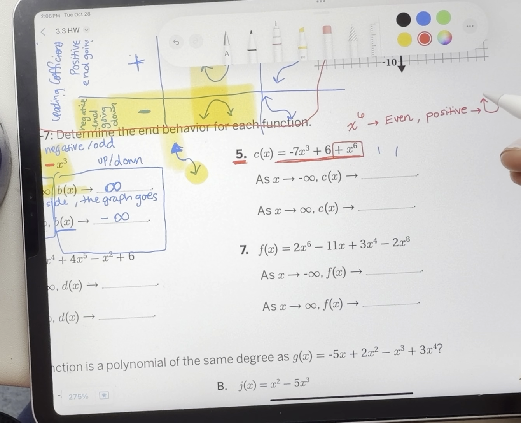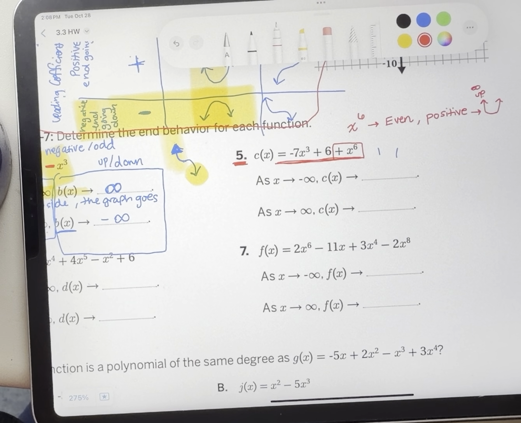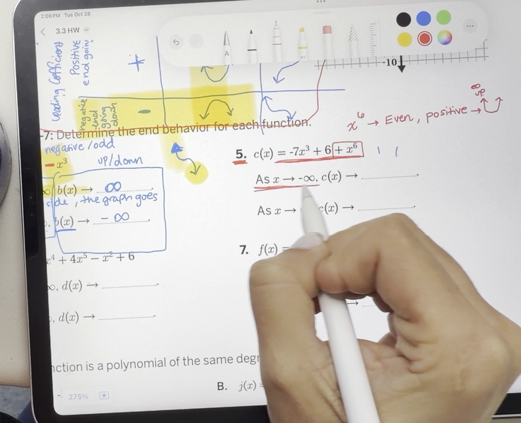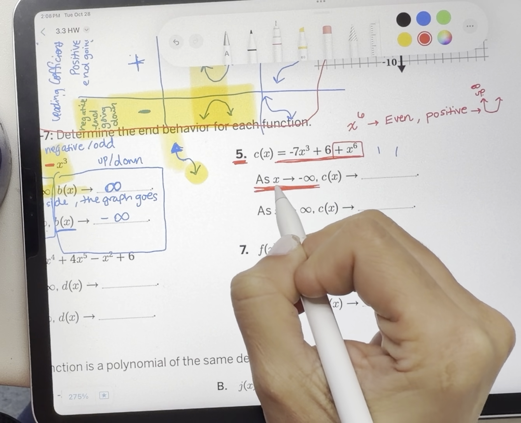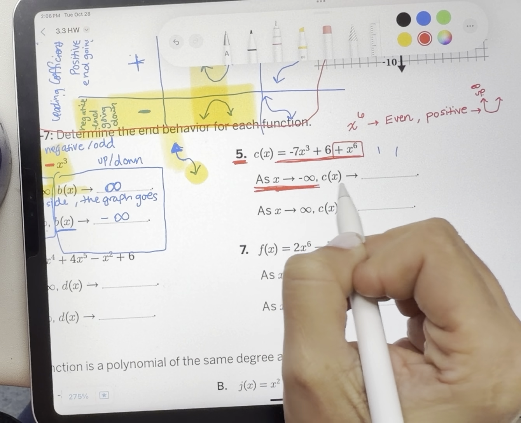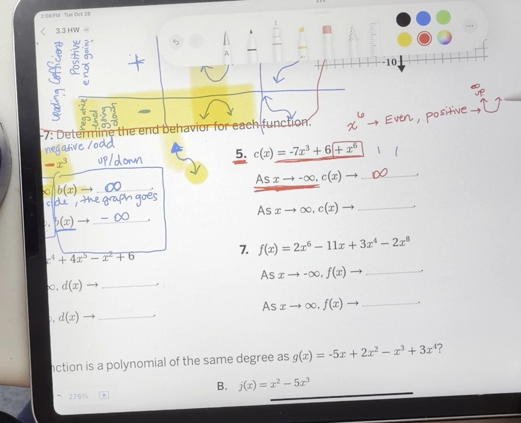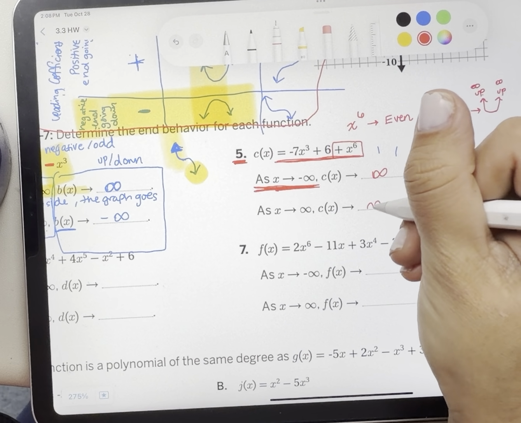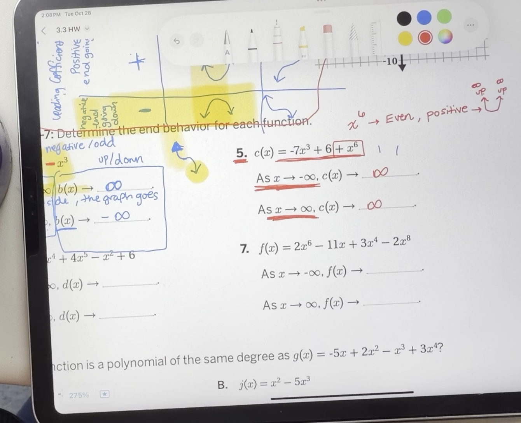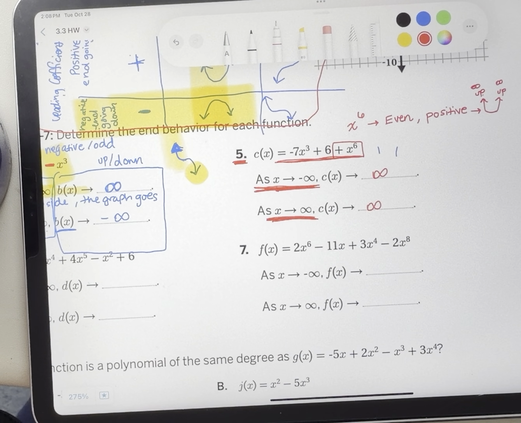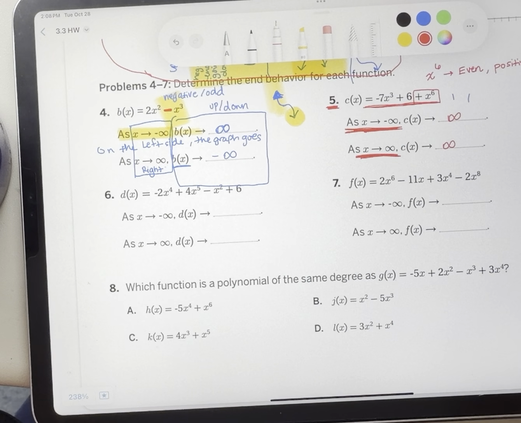So now I got to discuss what it's doing on the left side. Well, it's going up on the left side, which means infinity. So over here, when this talks about the left side, when x is going to negative infinity, I just write that it's going up by saying infinity. And then what's it doing on the right side? It's still going up. It's still infinity. So over here, when it talks about the right side, I still put infinity. Okay. That's good. I could tell it just clicked. That's awesome. I'll do more.